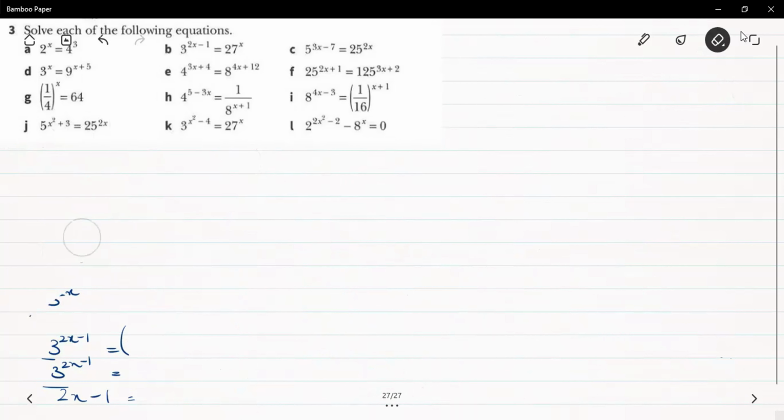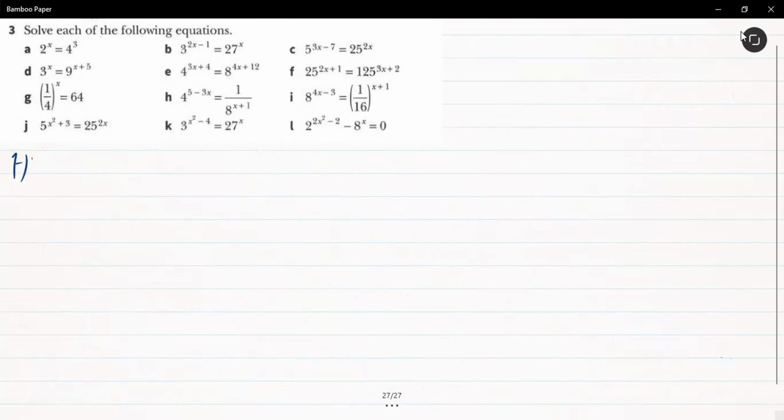So now I'm going to go a little bit quicker than usual because these are repeating the same things. So for part F, again, we have 25 to the power 2x plus 1 is equal to 125 to the power 3x plus 2.